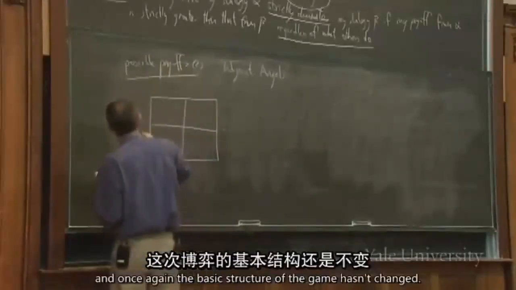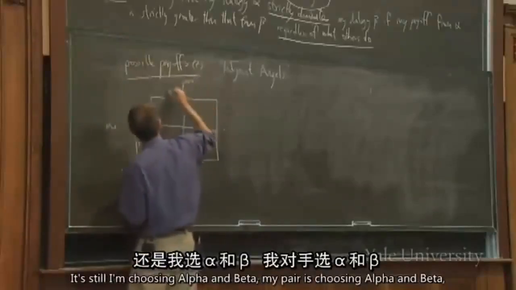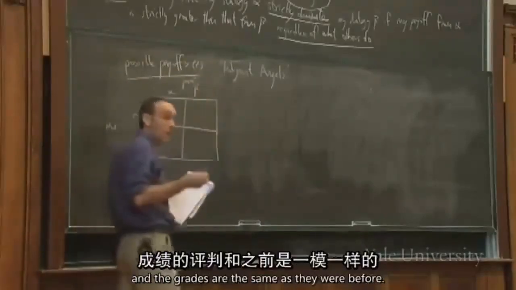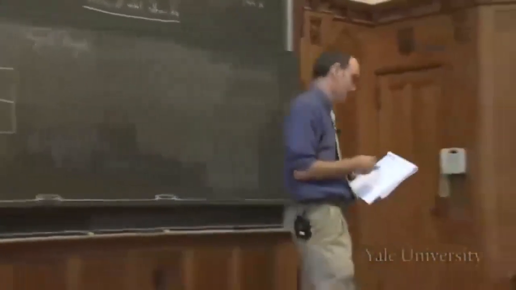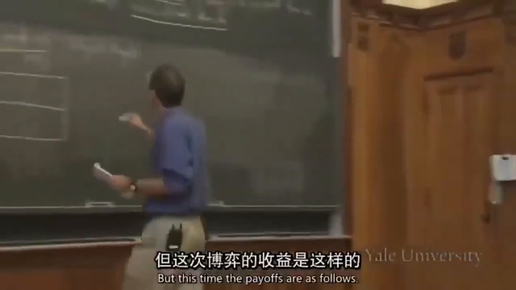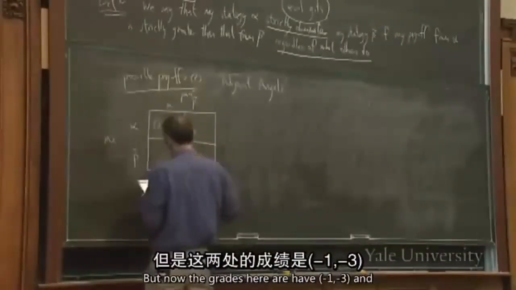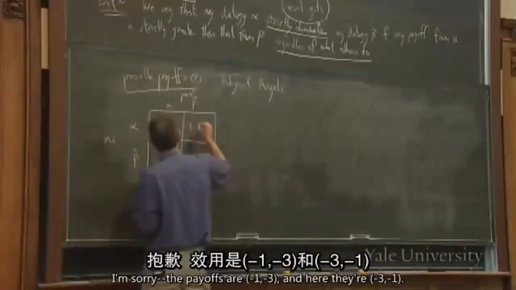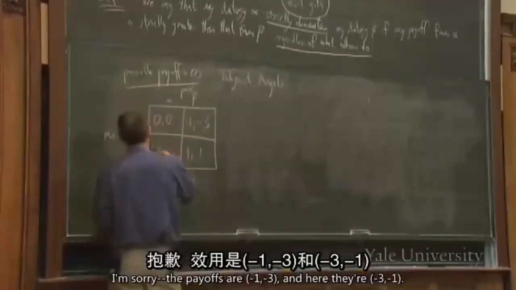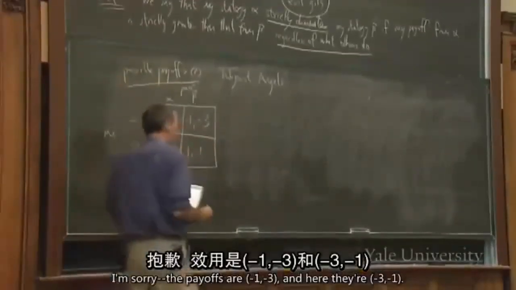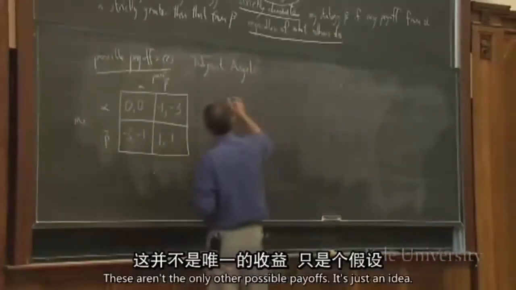And once again, the basic structure of the game hasn't changed. It's still, I'm choosing alpha and beta, my pair is choosing alpha and beta, and the grades are the same as they were before. They're hidden by that board, but you saw them before. All right? But this time, the payoffs are as follows. On the lead diagonal, we still have 0, 0, and 1, 1, but now the payoffs are -1 and -3, and here they're -3 and -1. And what's the idea here? These aren't the only other possible payoffs, it's just an idea.